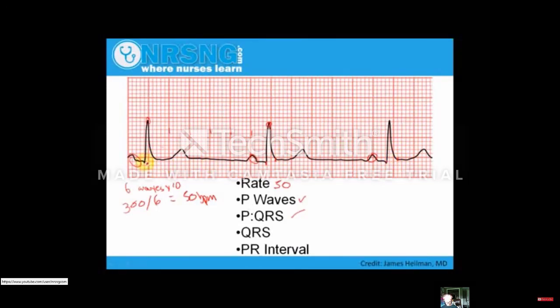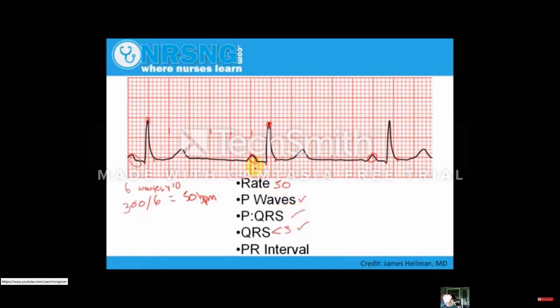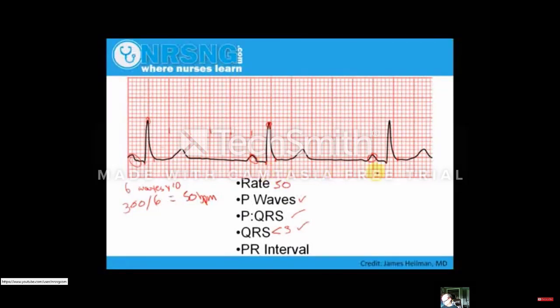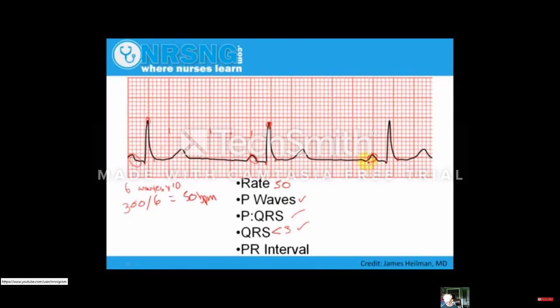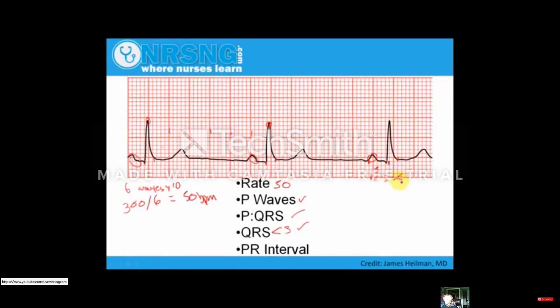And next we're going to look at our PR interval. For our PR interval, we want it to be between 3 to 5. So we'll take the beginning of our P, 1, 2, 3, 4, 5. So that's 5. PR interval equals 5 small boxes. So that's correct. We'll do it again. P, 1, 2, 3, 4, 5. So about 5 small boxes again.